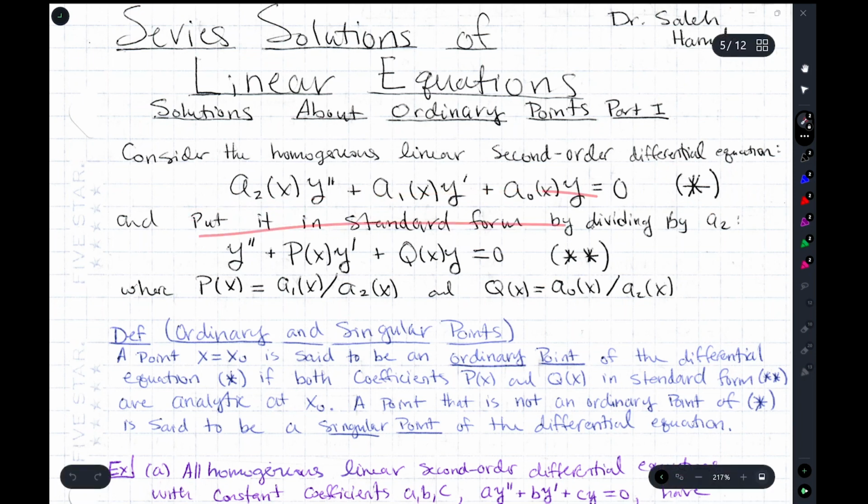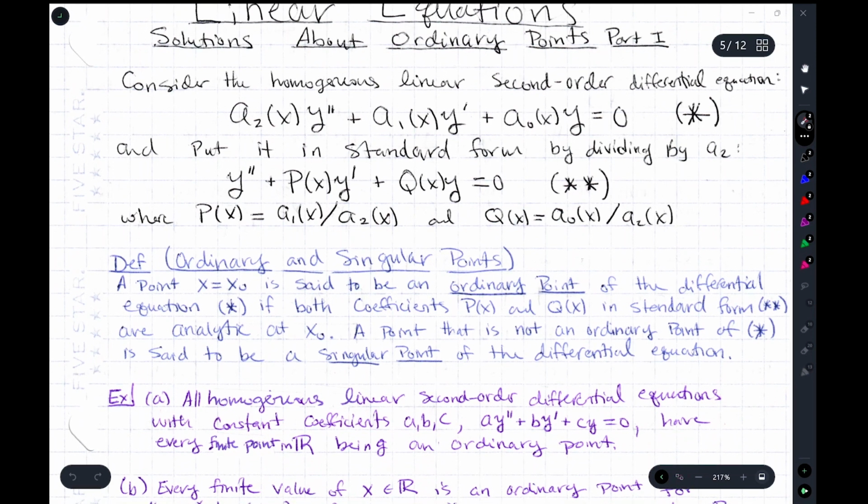So we're going to take this and put it in standard form by dividing by a2. So we get that double asterisk, where p of x is equal to a1 over a2, and similarly for q of x. So now the definition of what this means, ordinary points. A point x equals x naught is said to be an ordinary point of the differential equation asterisk if both coefficients p of x and q of x in standard form double asterisk are analytic at x naught.